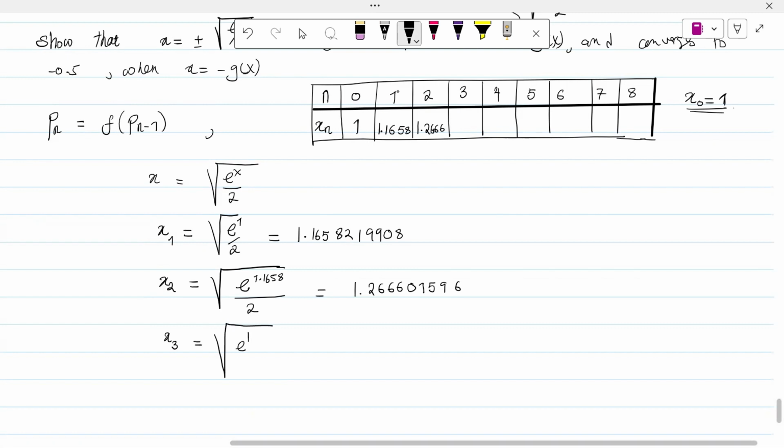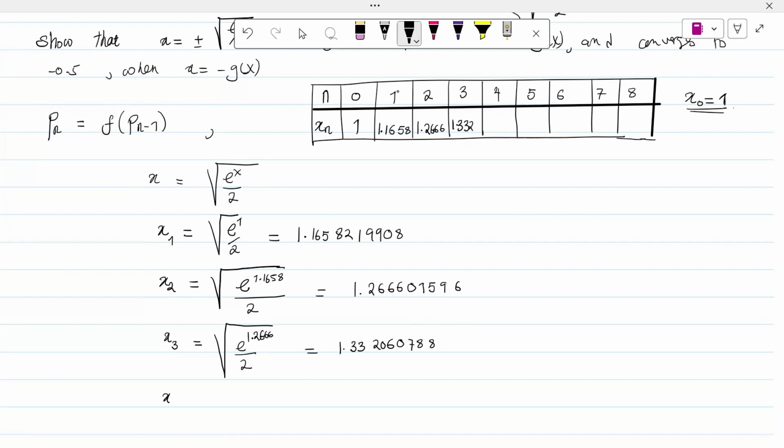And then let's find x3. So e to the power 1.2666, the previous value, over 2. That gives 1.33 something.